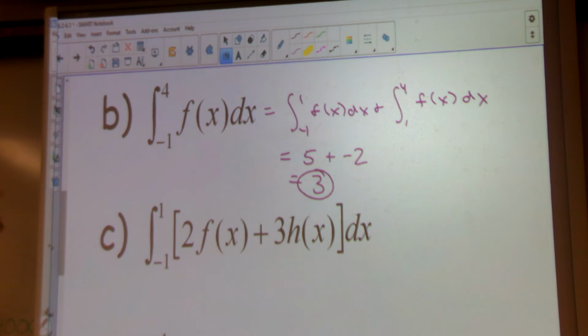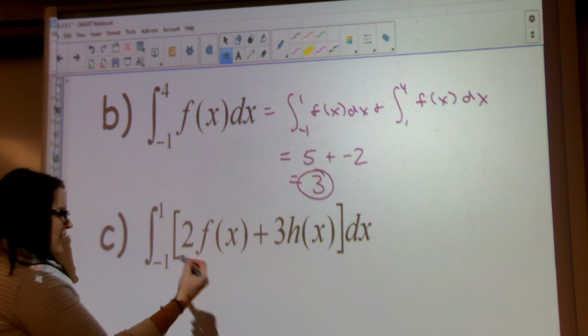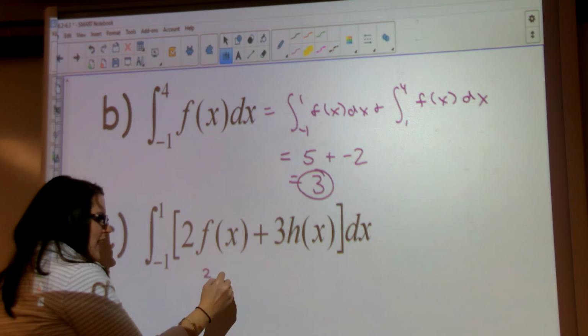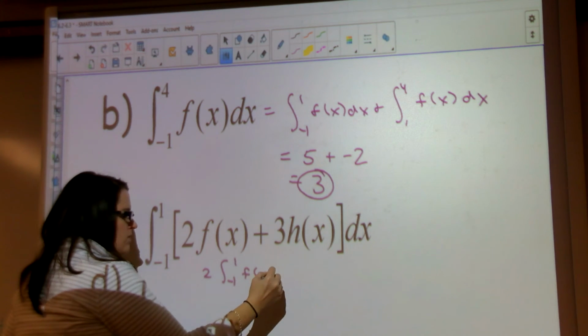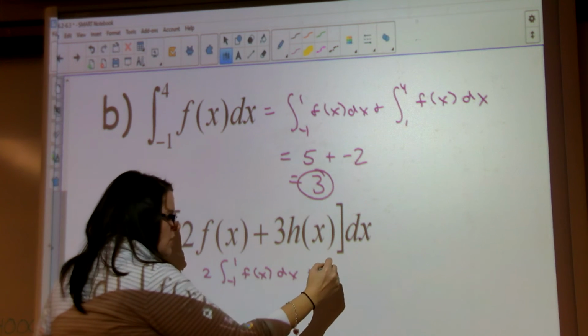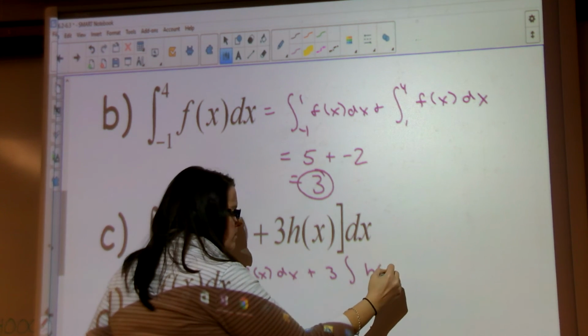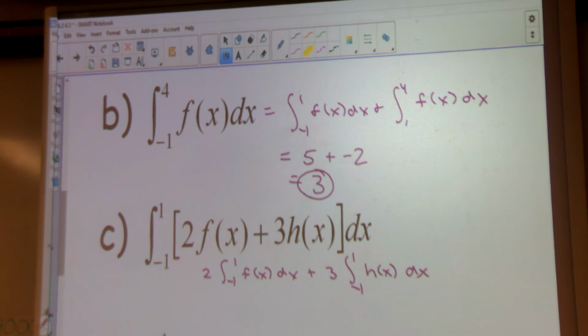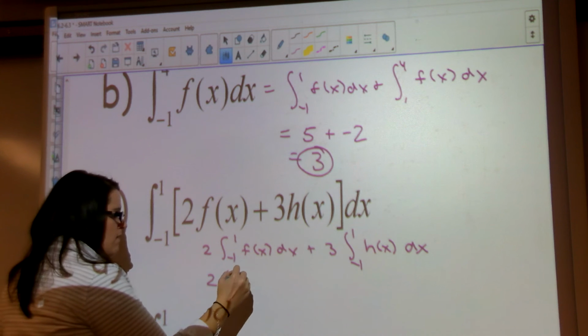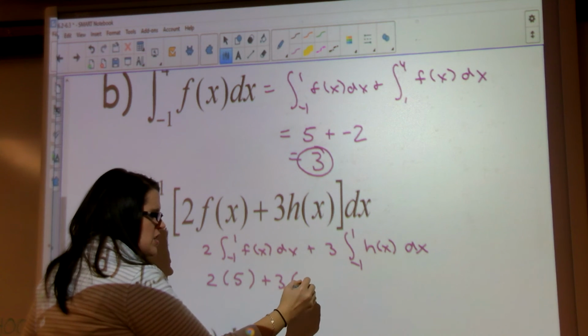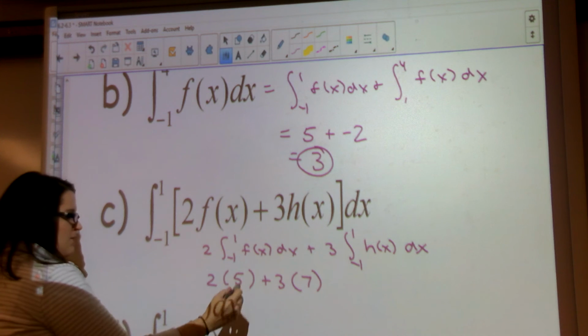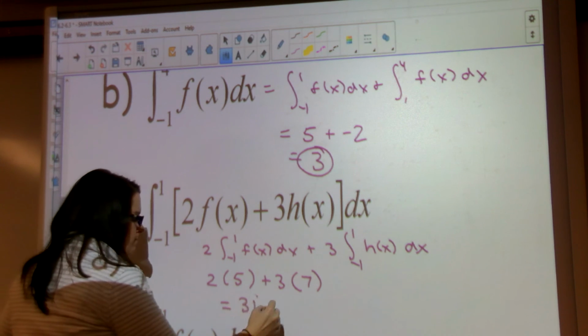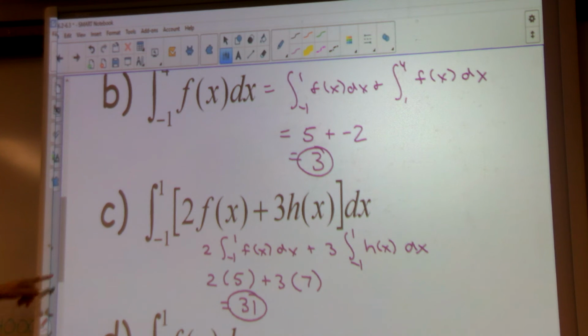Let's deal with those constants. It's a very easy one to do, but I want to show you technically we're using two rules where I take out that constant and I separate the functions. Technically I'm using both the constant rule and the addition subtraction property of integrals. This was 5. What was that, 7? So I'll get 10 plus 21, which is 31.